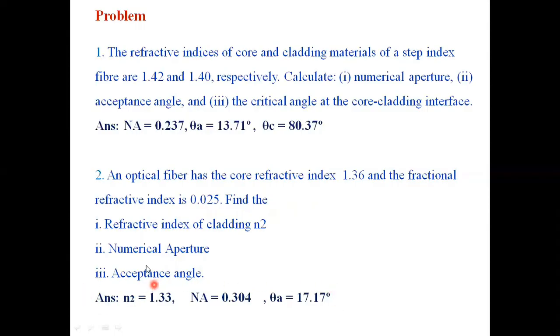Even here I have given only the answers. So work out how to find n2, the numerical aperture, and the acceptance angle using the formulas, and then check yourself whether the given answers are correct. This is what we have studied in the second video about theta A, acceptance angle, and NA, numerical aperture. Next we go for the different types of rays which travel through the optical fiber. We can study that in the next class. Thank you.